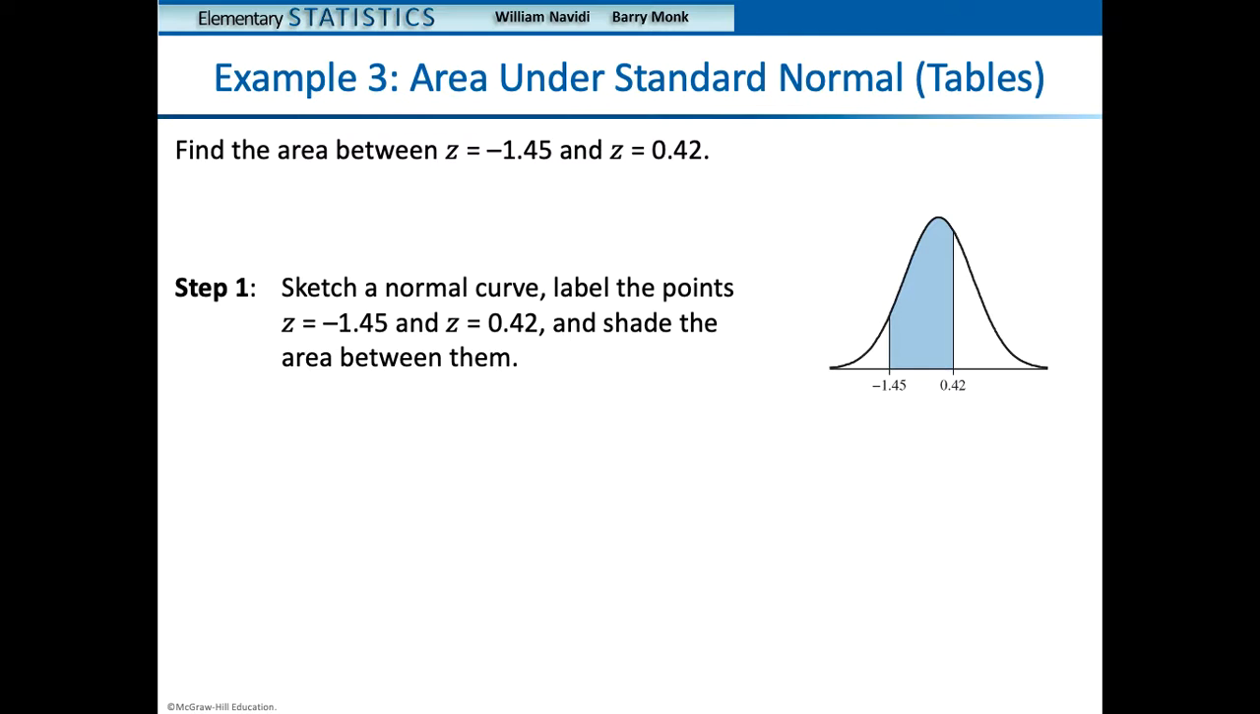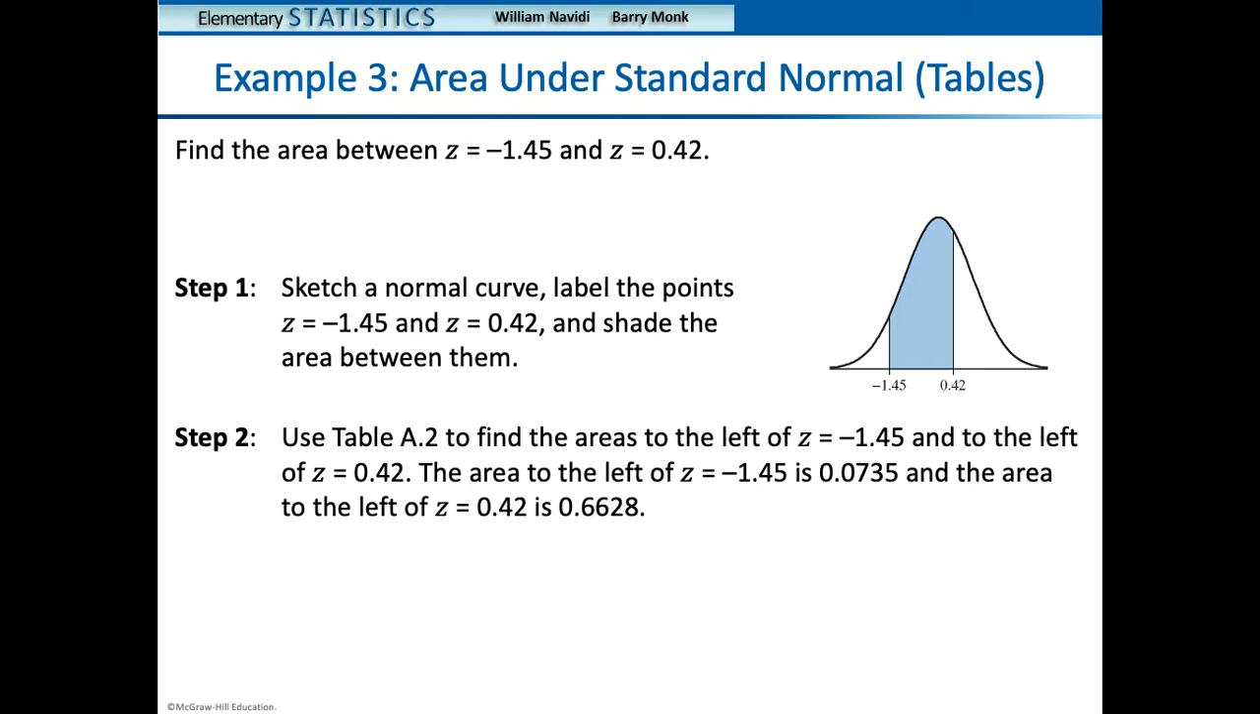So in this case, we want to find the area that falls between z equals negative 1.45 and z equals 0.42. So we'll sketch a normal curve, and we'll label the z-scores, right? A negative z-score falls to the left of the middle, a positive z-score falls to the right. So just indicate where you expect those to be, and then shade the area in between them.